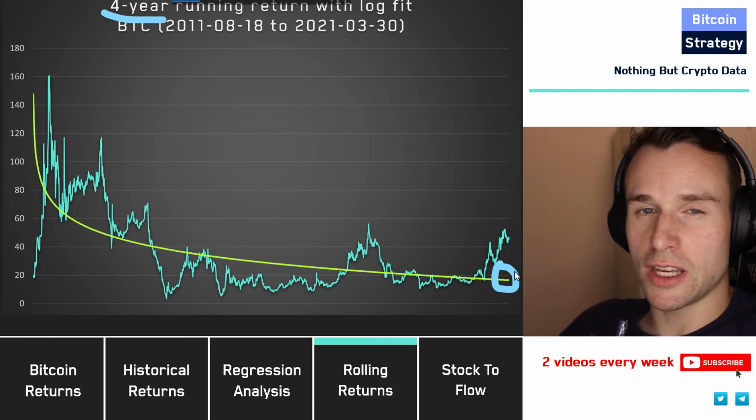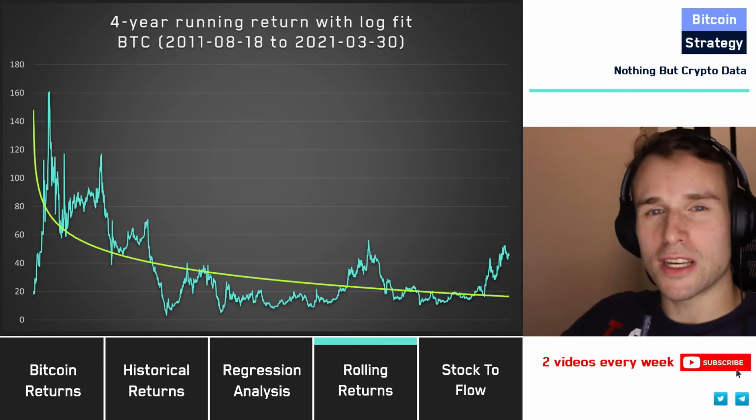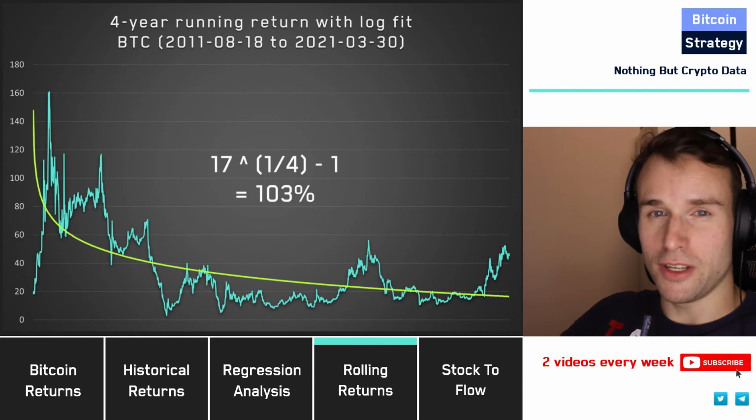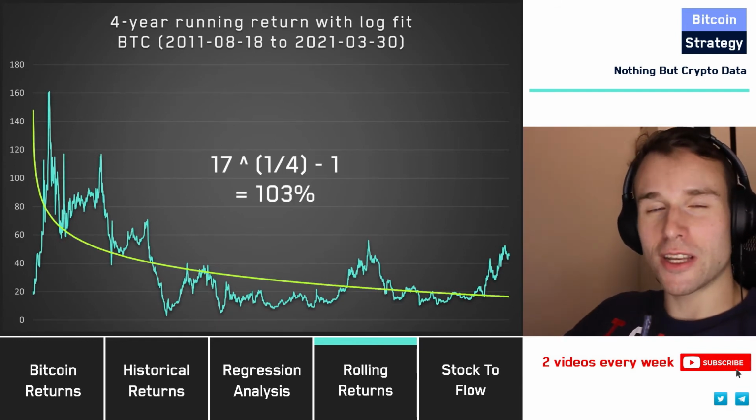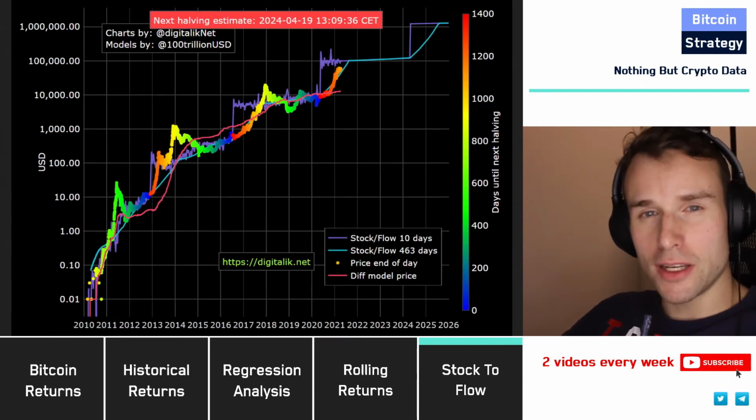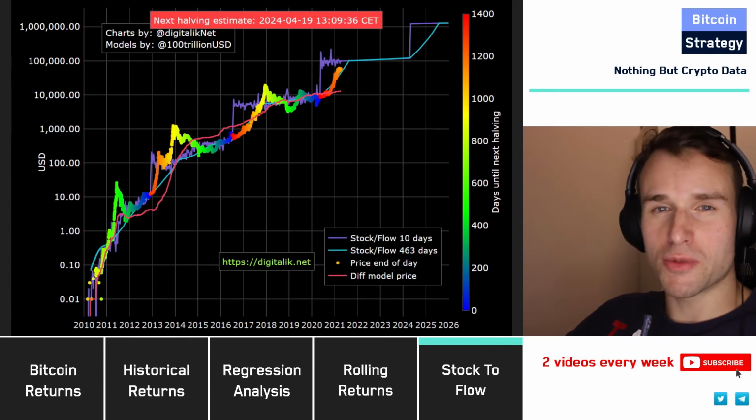So what does this now mean in terms of annualized return? It means that prices are approximately doubling every year. Last but not least, let's look at the stock to flow model. The link to this chart is also in the description down below.